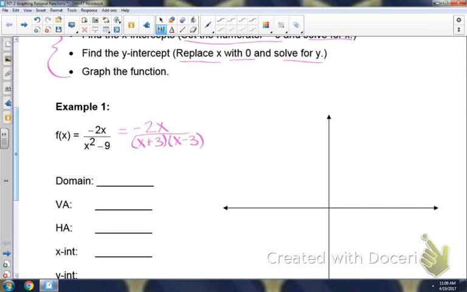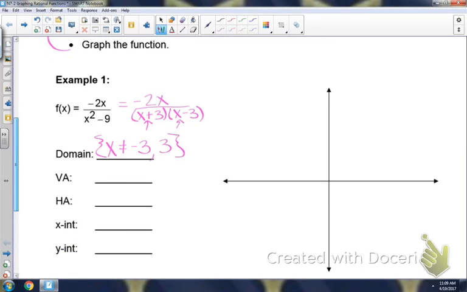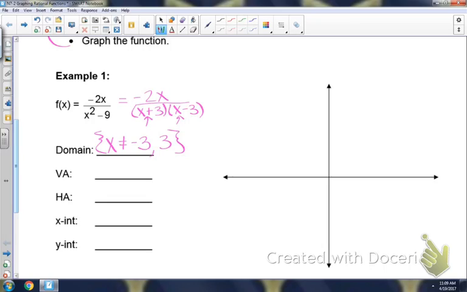Remember, the domain of any rational function is all real numbers except what causes your denominator to be 0. So if you look at this first factor, negative 3 would cause that to be 0, so x cannot be negative 3 or positive 3. So domain all real except negative 3 and 3. Those two values are your two vertical asymptotes, so x equals negative 3 and positive 3.